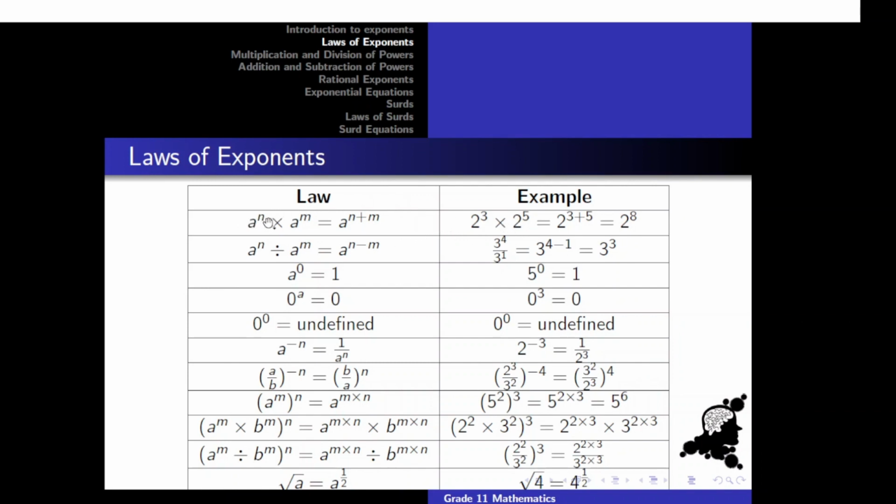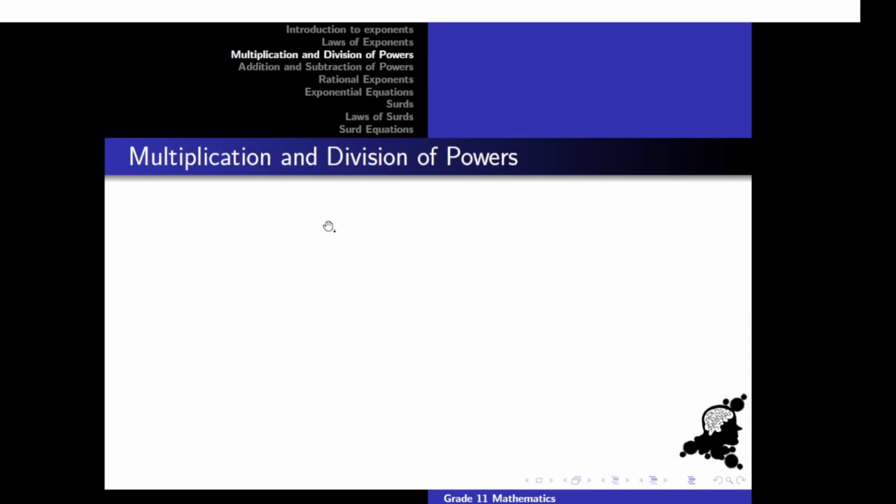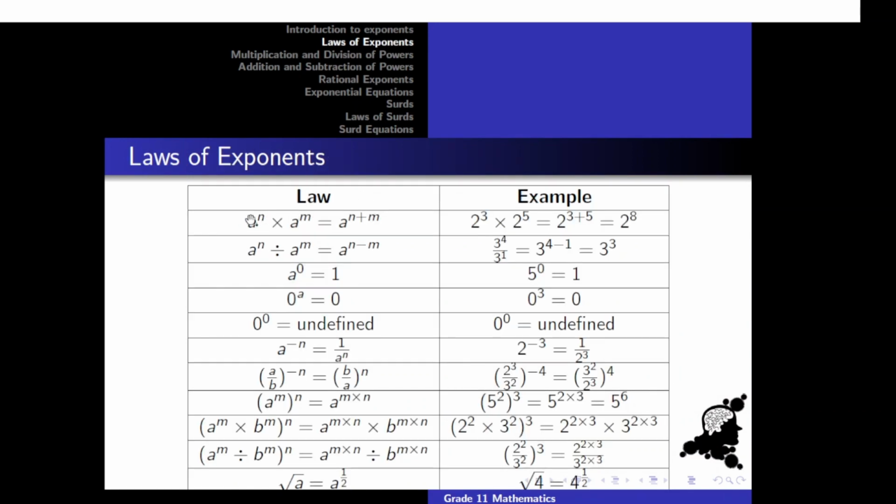Like the first one, whenever we multiply numbers of the same base, we add the exponents. Let me quickly go back there. Whenever we multiply numbers of the same base, we add the exponents. You can see there's an example of 2 to the power 3 times 2 to the power 5. Because we've got the same base multiplying, we add the exponents and get 2 to the power 8.